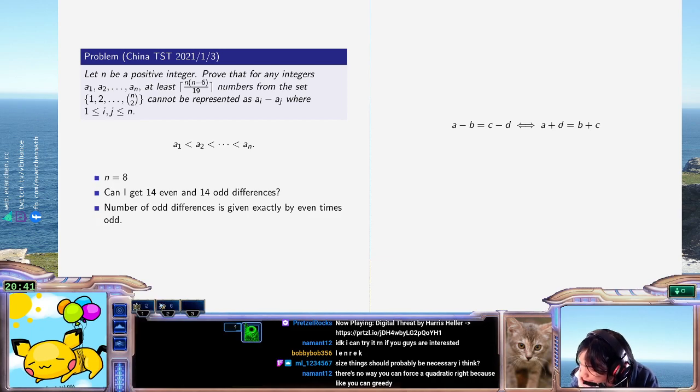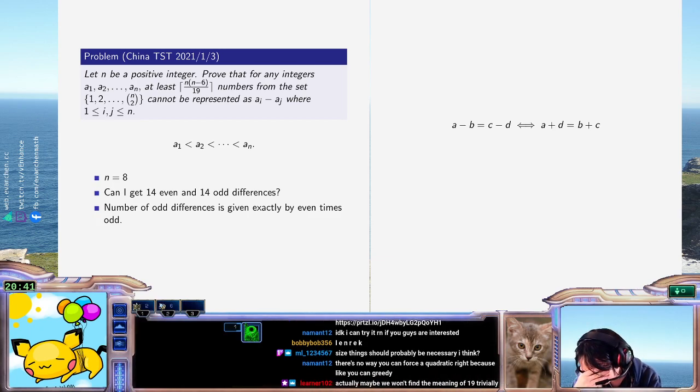And then minus 6 over 19. What is 19 doing? 6. Why not 6?